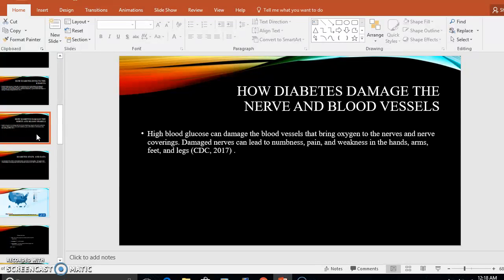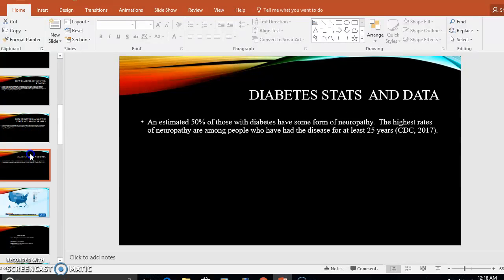How diabetes damages the nerves and blood vessels. High blood glucose can damage the blood vessels that bring oxygen to the nerves and nerve coverings. Damaged nerves can lead to numbness, pain, and weakness in the hands, arms, feet, and legs. An estimated 50% of those with diabetes have some form of neuropathy.